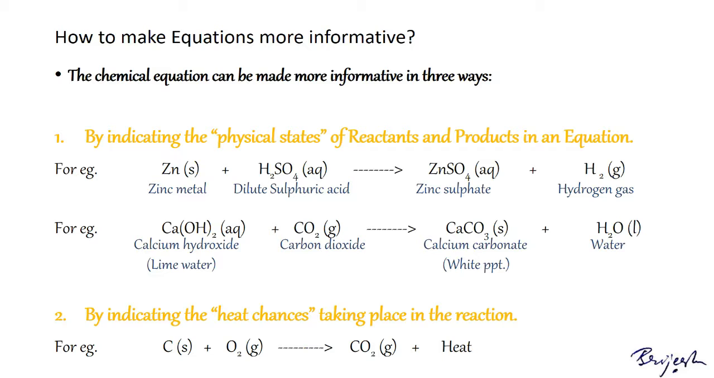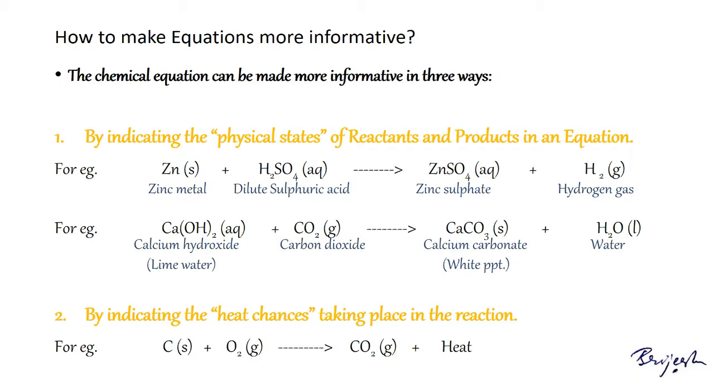So in this reaction, calcium carbonate is formed as a solid product, that is a precipitate, so its physical state is indicated by the symbol S. Note that the word precipitate is written in short form as ppt, all small caps, ppt, precipitate. Since water is a liquid, its physical state has been indicated by the symbol L.